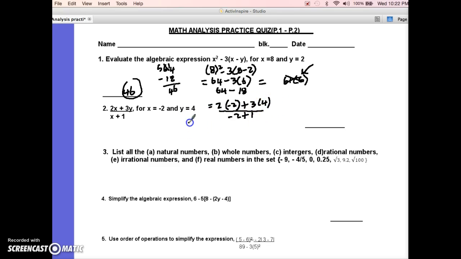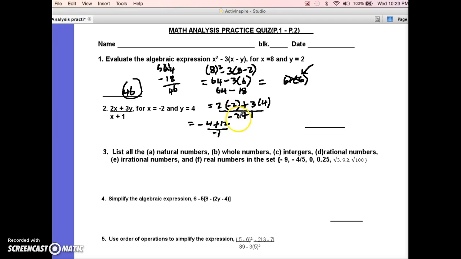Right, so working this through, positive 2 times a negative 2 gives us a negative 4. When signs are different, when we're multiplying or dividing, the answer is always negative. Again, when the signs are different and we're multiplying or dividing, the answer is always negative. And then now 3 times 4 is 12. Over negative 1, sorry, negative 2 plus 1, going to be negative 1.